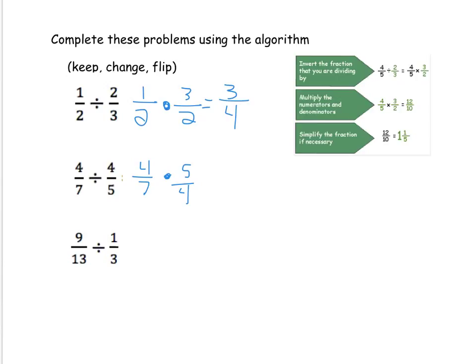Now I like to simplify first. So some people like to multiply across first. I like to simplify. So I always look to see if there's something in the numerator or denominator that I can simplify. 4 goes into 4 once, 4 goes into 4 once. Now I can multiply across. 1 times 5 is 5, 7 times 1 is 7. It's in simplest form.